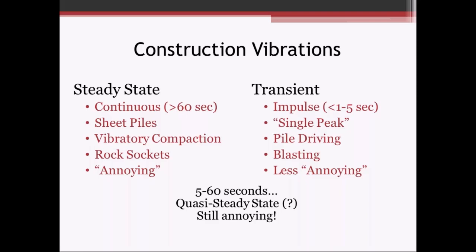So we've got a little bit of a gap in here between the steady state and the transient. Steady state being continuous, 60 seconds or more, transient being that 1 to 5 second impulsive type thing. What about those vibrations that last somewhere in between, 5 to 60 seconds? Some people call those quasi steady state, but certainly no less annoying than the transient ones.